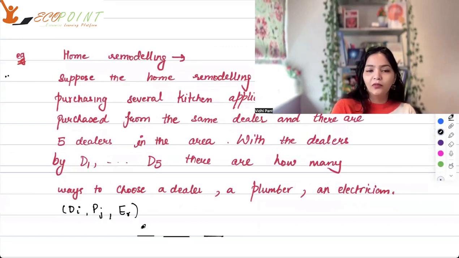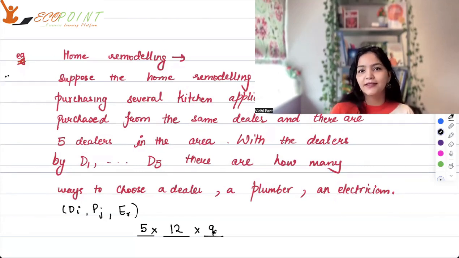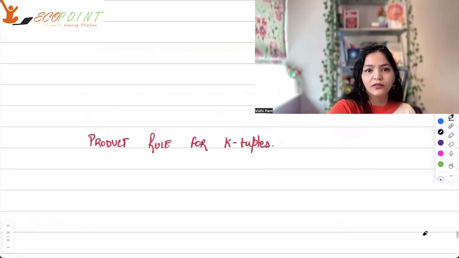Okay. Now, how many dealers do we have? We have 5 dealers. So 5. If you want to create your cases, again, you can create cases. And when you add up, you will get the same thing. So 5 into how many plumbers did we have? 12. And how many electricians? We had 9. So that is the number of choices that you have. Therefore, what you see from this example is that you can keep on extending this product rule.